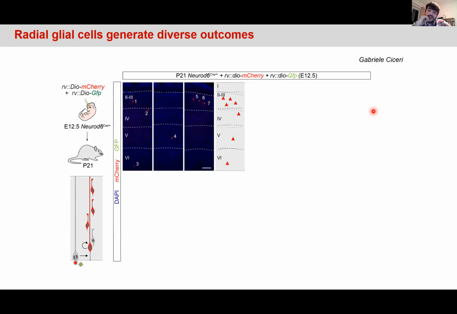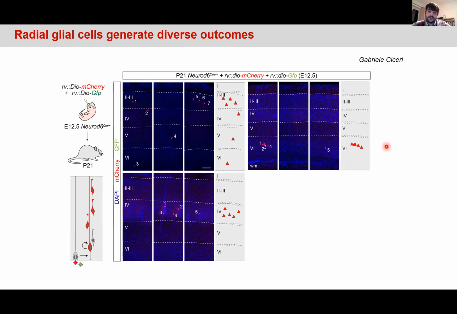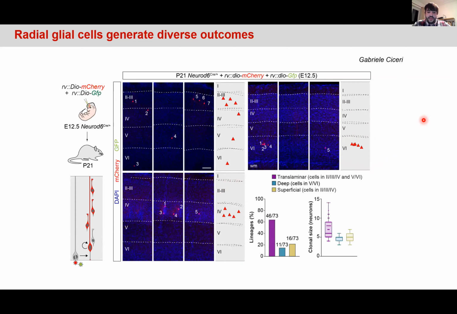So the majority of lineages observed in this dataset were like the one you're observing on your screen, what we call translaminar, that is composed of cells of different laminar identities. But we also observe a fraction of lineages that were composed exclusively of either deep or superficial layer neuronal identities. As I said, translaminar lineages were the majority, but the restricted lineages, either deep or superficial, also represent a visible fraction of all lineages observed. We also checked the clonal size of those lineages, that is the number of cells composing these individual lineages, and observe that translaminar lineages were typically larger in size compared to restricted ones.